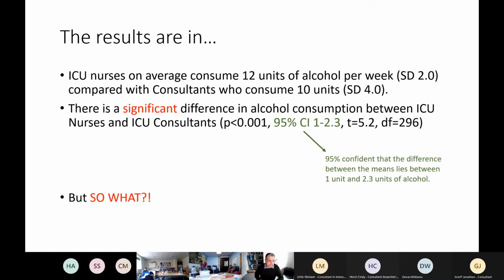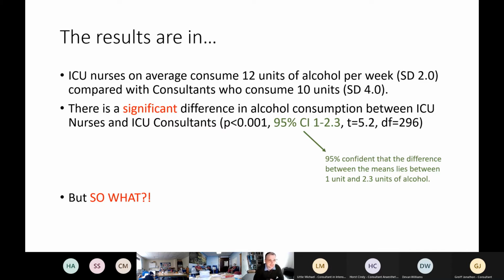So the results of this, and I did this test. On average, ICU nurses consume 12 units of alcohol per week, compared with the consultants who consume 10, and there's a significant difference in alcohol consumption. And you got a really impressive p-value there. The confidence intervals are quite small.